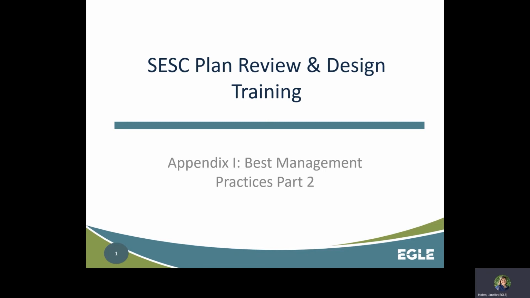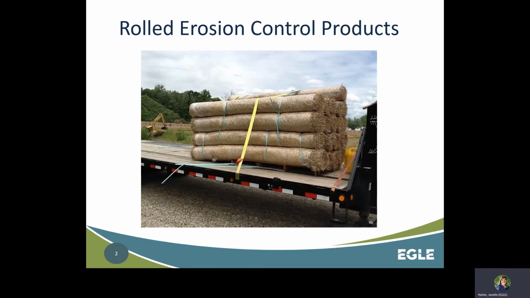During this section, we will look at the proper installation of some of the common soil erosion and sedimentation control measures used on construction sites. We will start by taking a look at the use of rolled erosion control products on construction sites. Products such as mulch blankets and turf reinforcement mats protect soils and live seed from erosion and provide an environment to promote germination and growth of vegetation.